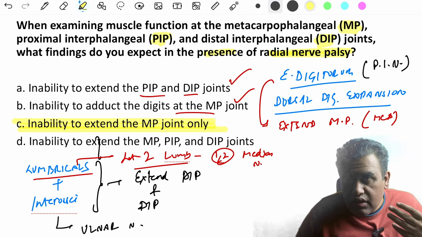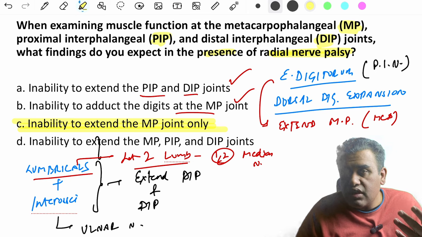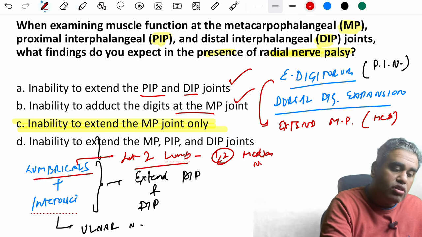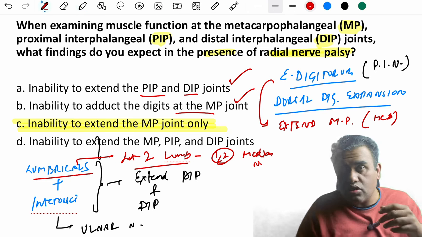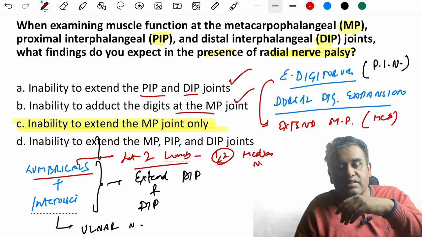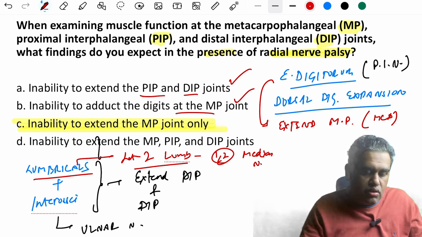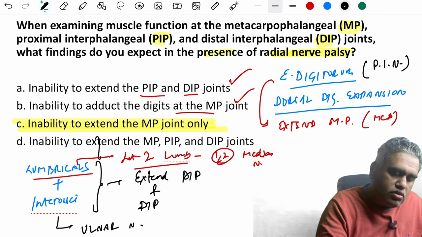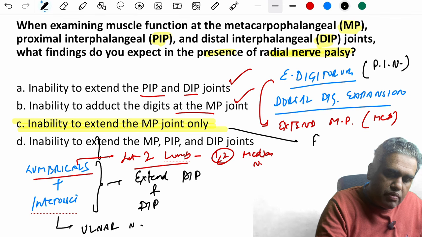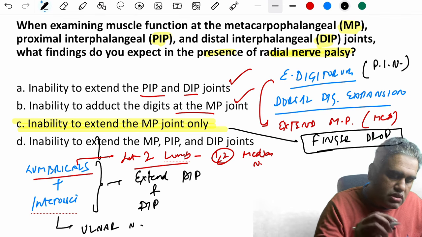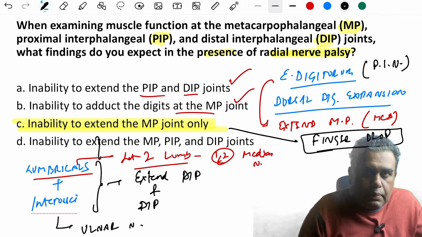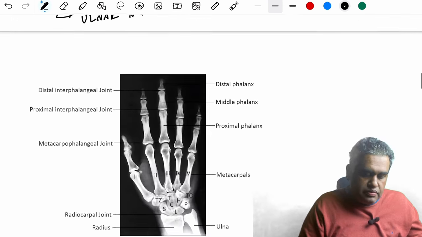What will you call this? In basic terms, what is it called? This is known as a finger drop. You must have heard the name wrist drop many times. This is a drop too. The wrist extends, but the finger cannot extend at the MCP joint. This is called finger drop. So that is also known as finger drop. Remember this. Option D is automatically ruled out. Okay? So remember this.